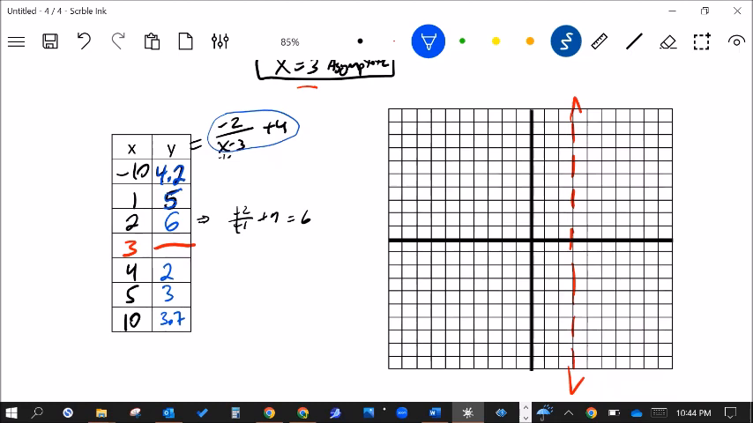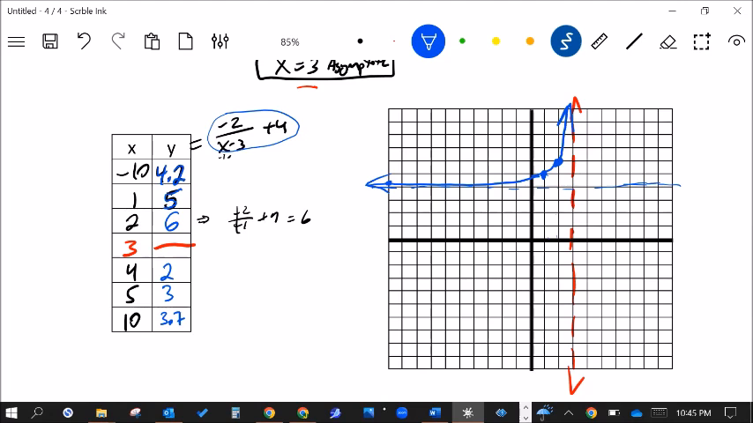I'm going to go now here and put those in. 2 and 6. 4, 5, 6. All right, 1 and 5. And negative 10 and 4.2, which is just over, I'll put that on the intersection, which is just over this line, which looks like it's going to be the horizontal asymptote. Okay, so there's one of our lines.